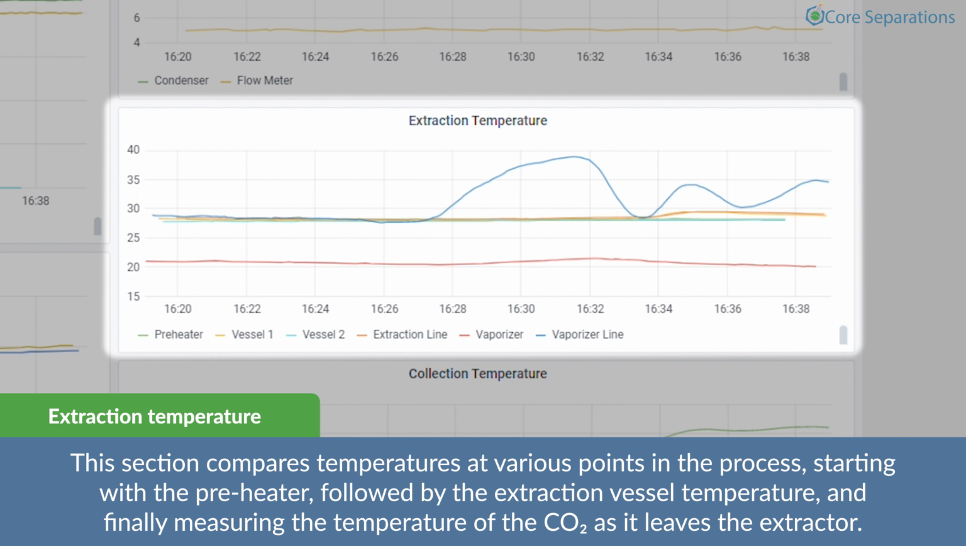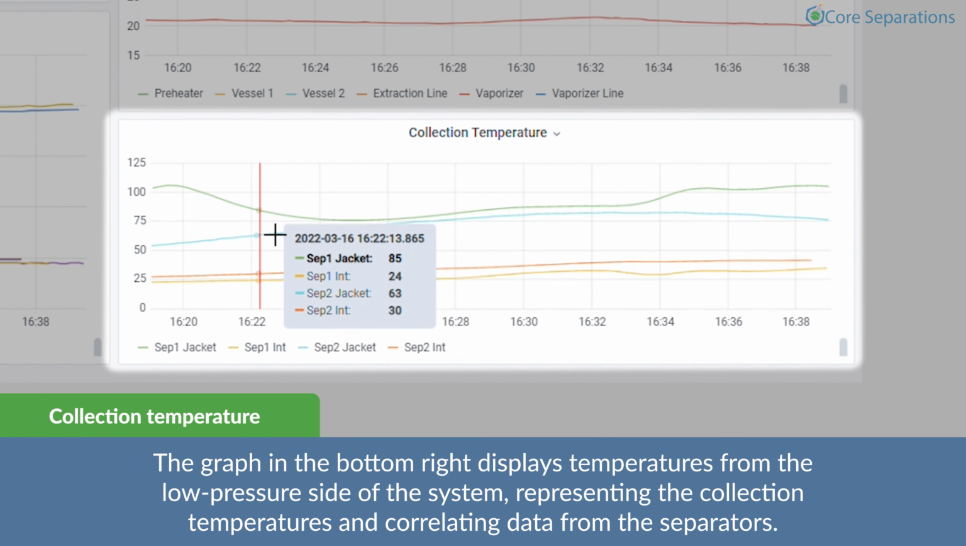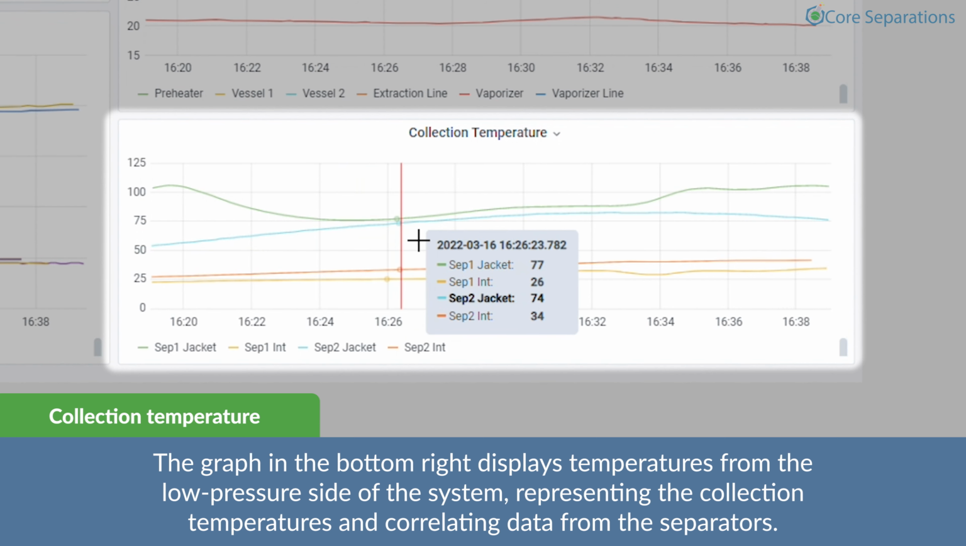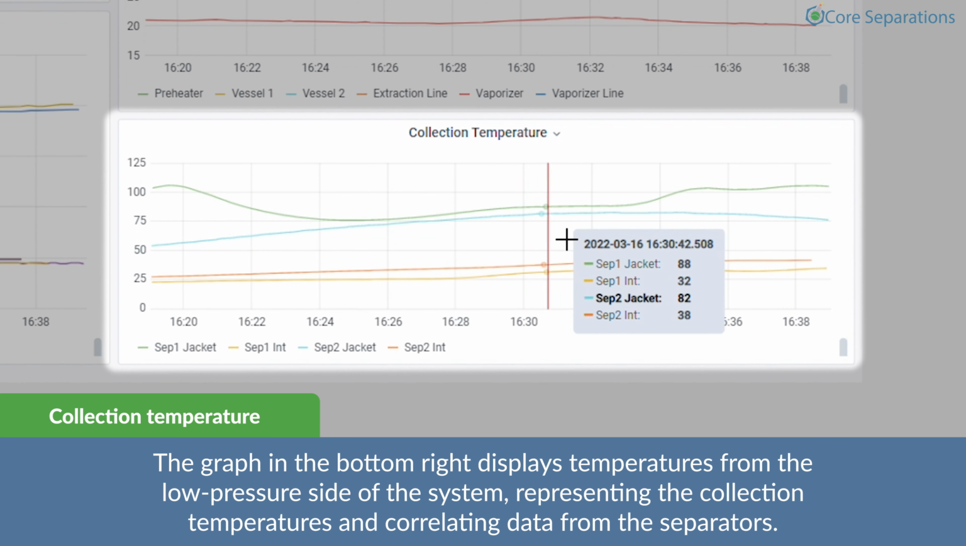This section compares temperatures at various points in the process, starting with the preheater, followed by the extraction vessel temperature, and finally measuring the temperature of the carbon dioxide as it leaves the extractor. The graph in the bottom right displays temperatures from the low pressure side of the system, representing the collection temperatures and correlating data from the separators.